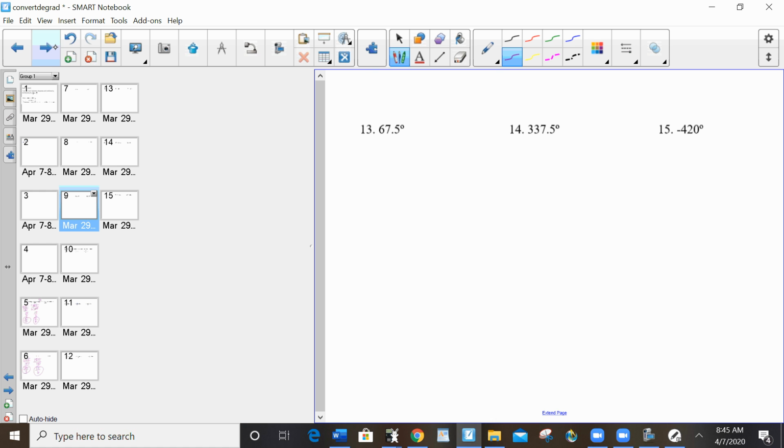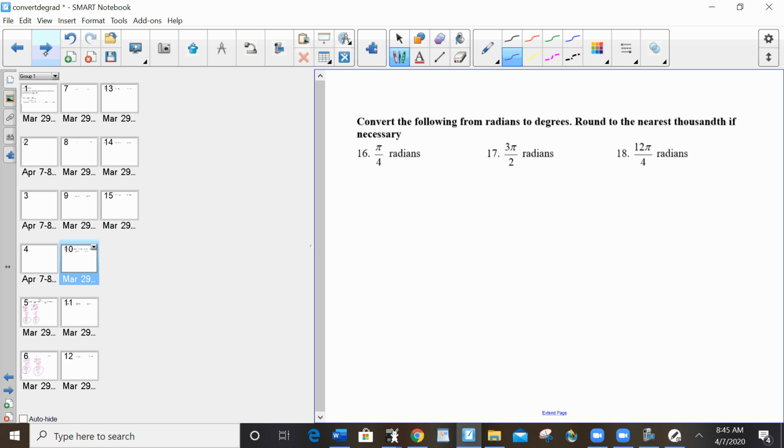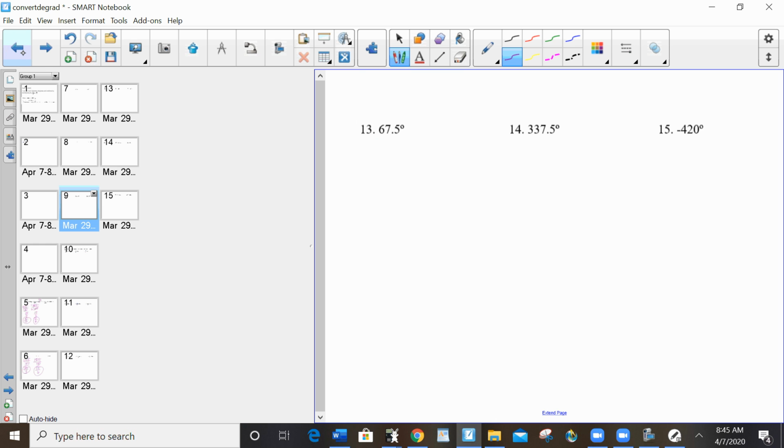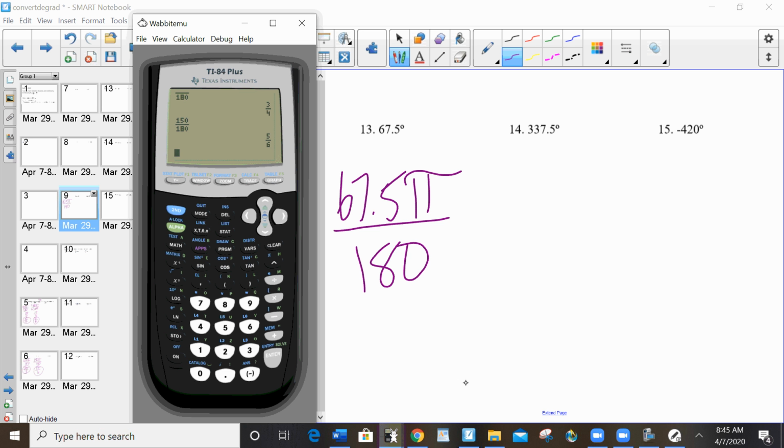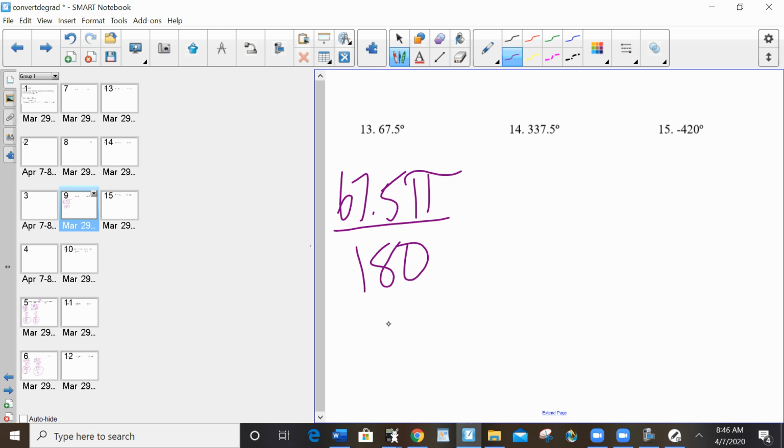Let's go in the other direction. Convert from radians to degrees. If any of these are scary, let's just say number 13 is scary to you. Again, we're just multiplying by pi over 180, and then from there, we're just typing into the calculator to reduce the fraction. 67.5 over 180. Again, I'm not typing pi in because I'm keeping everything in terms of pi. 0.375. If I want to make that back to a fraction, I can hit math, enter, enter, and I get 3 pi over 8.